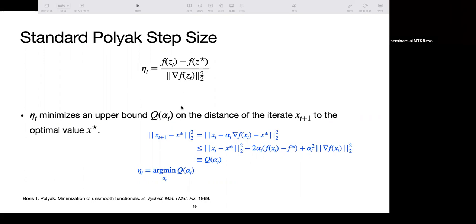One of the derivations for the Polyak step size is as follows. If we consider the distance between the iterates and the minimizer, by the definition of gradient descent, we can easily get the upper bound expressed by this inequality. And the Polyak step size is that we minimize an upper bound on the distance of the iterate to the optimal value.